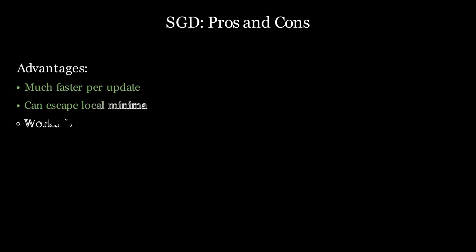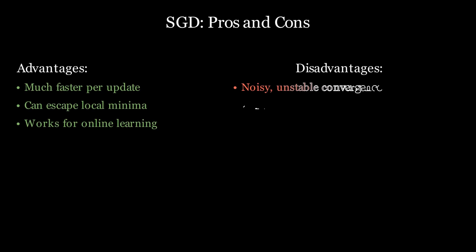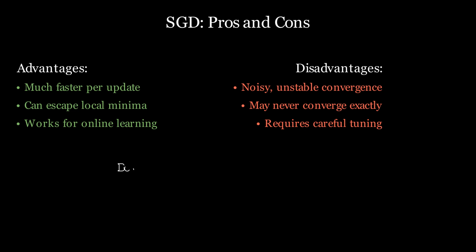Stochastic gradient descent has unique advantages and disadvantages. SGD is ideal for large datasets and non-convex problems where batch GD would be too slow or get stuck.